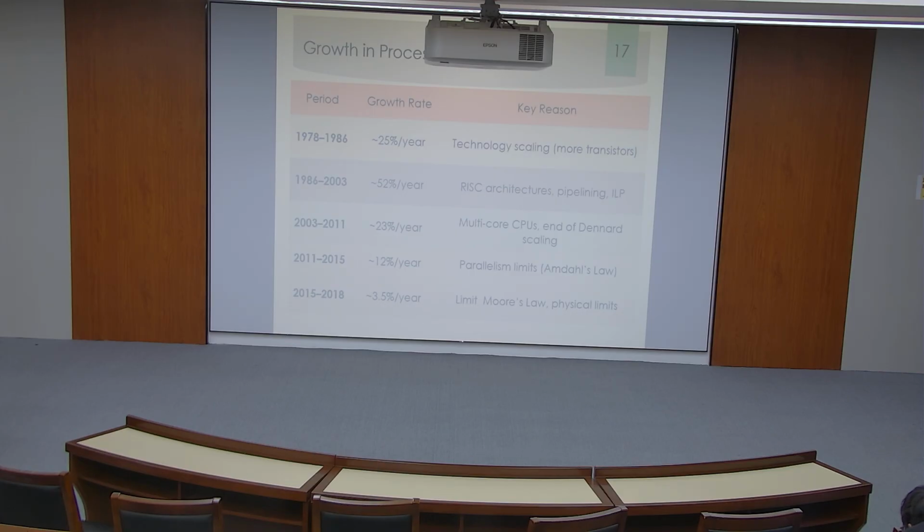Some tasks need to be handled serially, in a sequential manner, one after another. That's why there was a parallelism limit. And from 2015 till 2018, we had a small growth in processor performance, 3.5% per year, due to Moore's law and physical limits. Moore's law says that the number of transistors would double every 18 to 24 months.